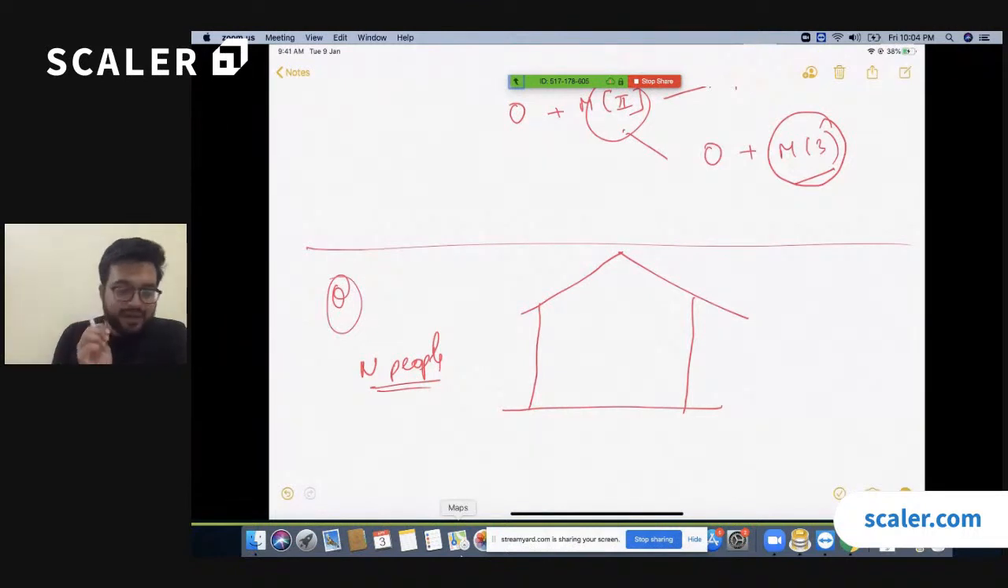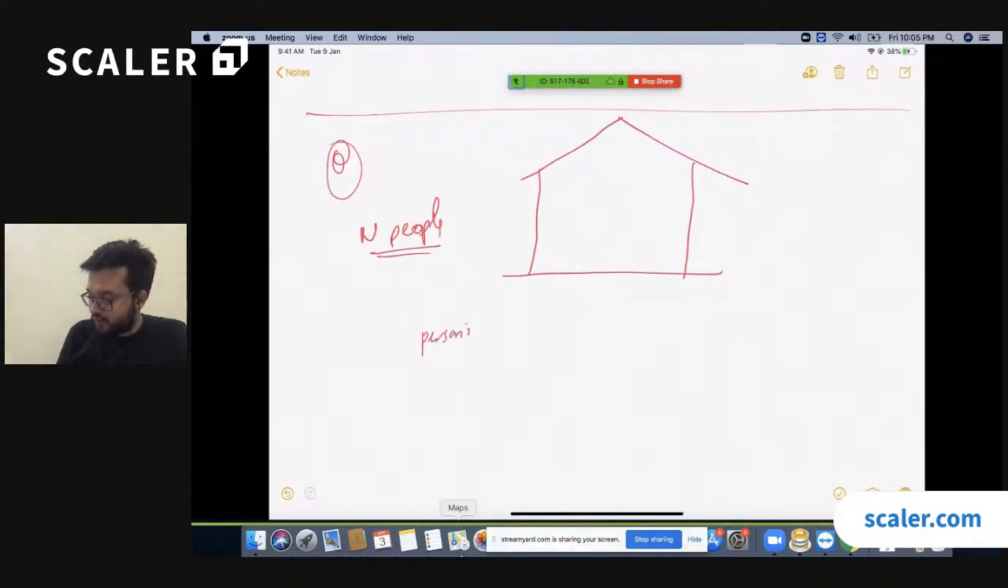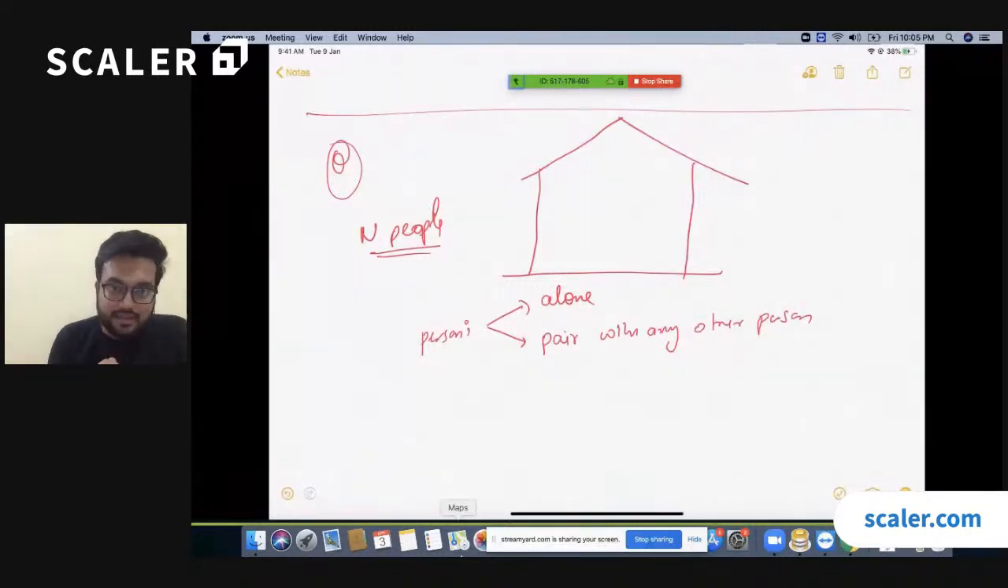Now, every person in the party has two options. One option is that he or she can enjoy the party all alone by himself or herself. So let's say person i has two options, either to enjoy the party alone or to enjoy the party in a pair with any other person. Does the question make sense? Every ith person in the party has two options. Option one is that you can enjoy the party all alone by yourself. Option two is that you can pair up with any other person in the party and enjoy the party as a pair. Does that make sense, guys?